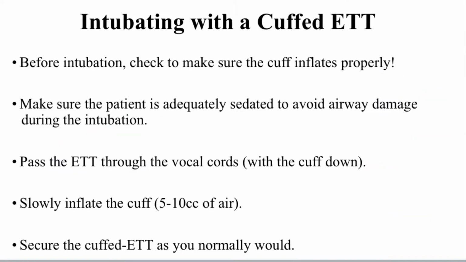Intubating with a cuffed endotracheal tube. Before intubation, check to make sure the cuff inflates properly. Make sure the patient is adequately sedated to avoid airway damage during the intubation. Pass the endotracheal tube through the vocal cords with the cuff down. Slowly inflate the cuff with 5 to 10 cc's of air. Secure the cuffed endotracheal tube as you normally would.